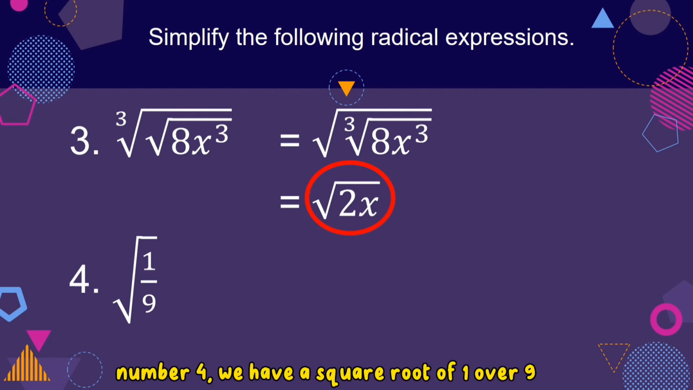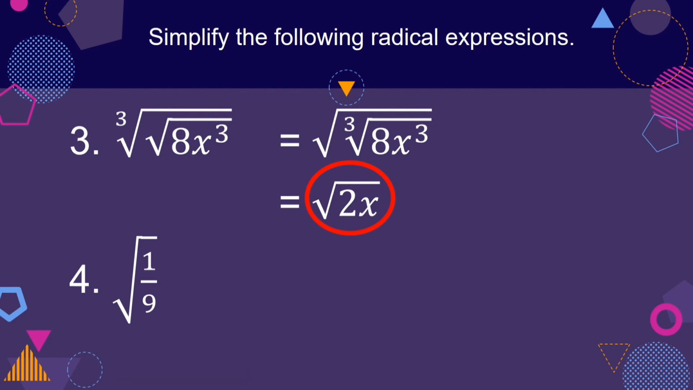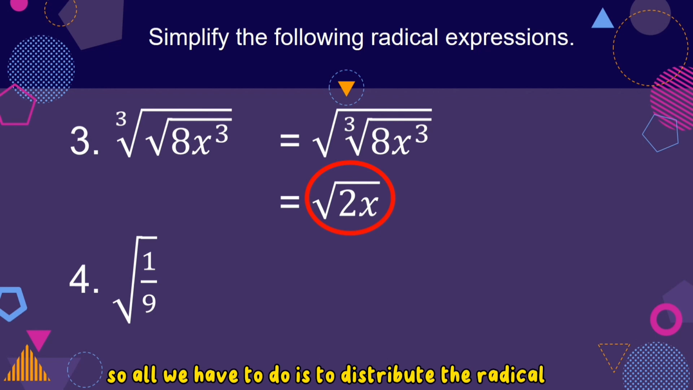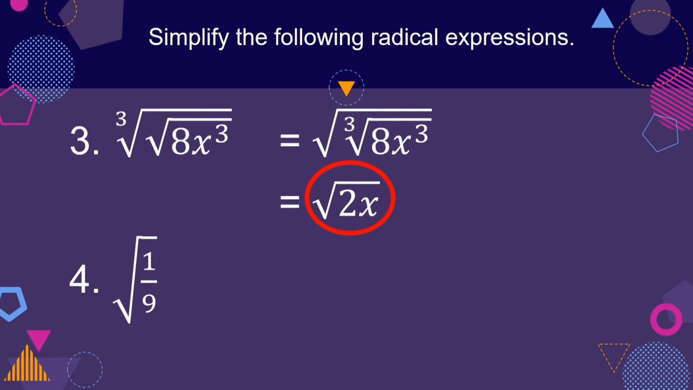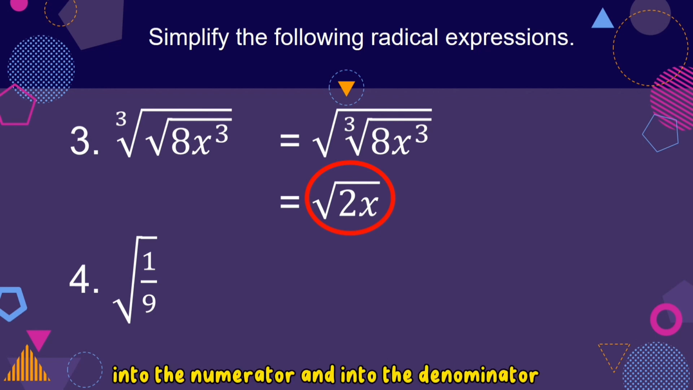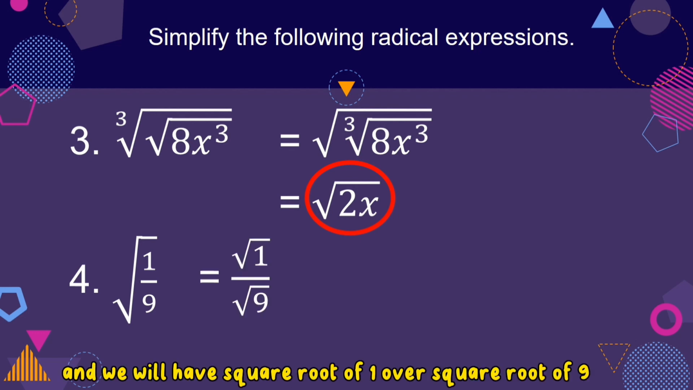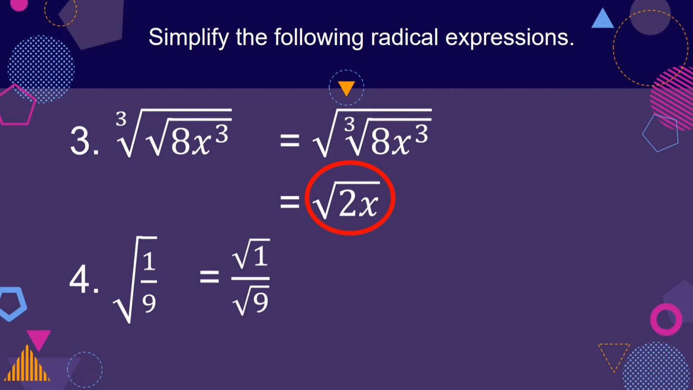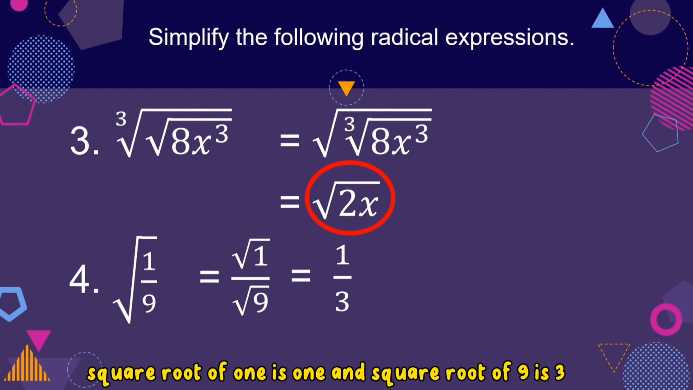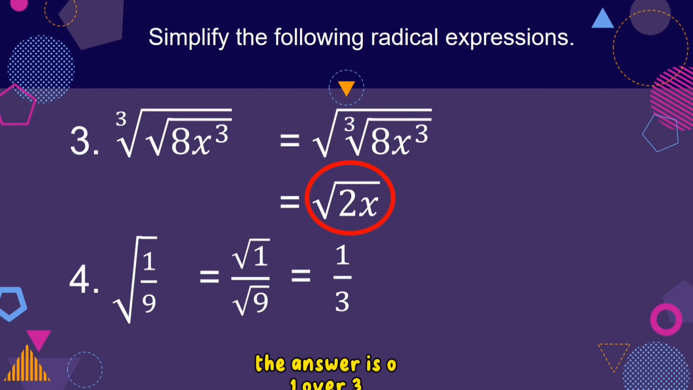Number 4, we have square root of 1 over 9. So all we have to do is to distribute the radical into the numerator and into the denominator, or separate them. And we will have square root of 1 over square root of 9. Square root of 1 is 1 and square root of 9 is 3. The answer is 1 over 3.